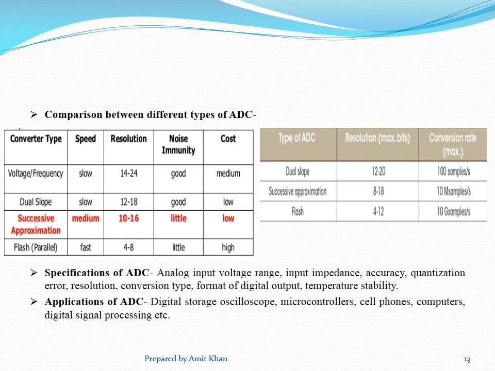The specifications of ADC are analog input voltage range, input impedance, accuracy, quantization error, resolution, conversion type, format of digital output, and temperature stability. These are the specifications of ADC. The applications of ADC are digital storage oscilloscope, microcontrollers, cell phones, computers, digital signal processing, etc.